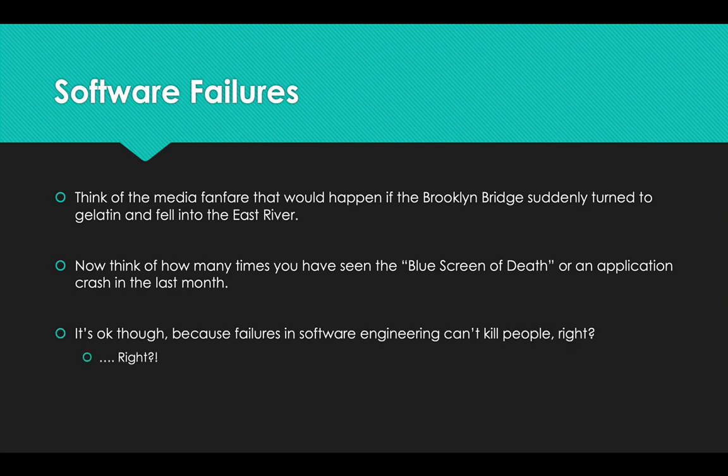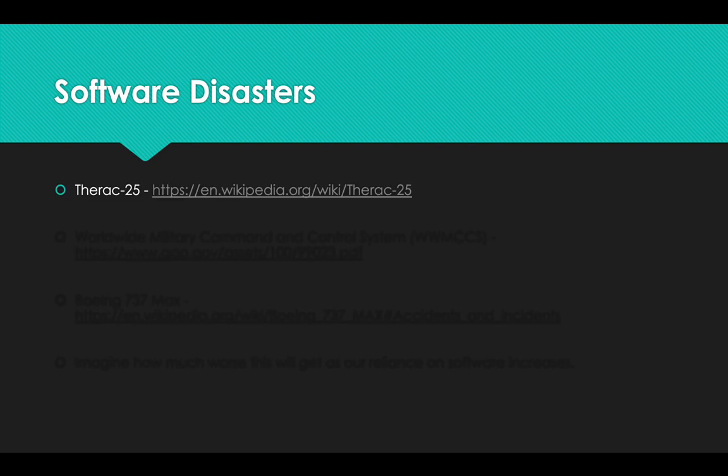So there's this prevalent thought that it's okay for software to fail because failures in software engineering are just inconveniences. They're just something that causes a blue screen of death or causes an application to crash. And the ultimate outcome of that application crashing is not all that big of a deal. So there's this idea that software engineering can't be as fatal as an engineering malfunction in, say, civil engineering or mechanical engineering. And unfortunately, that's very untrue.